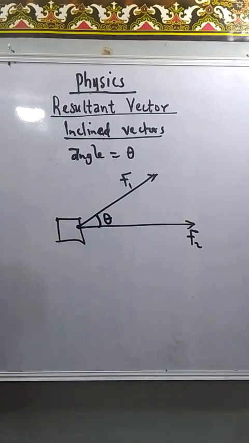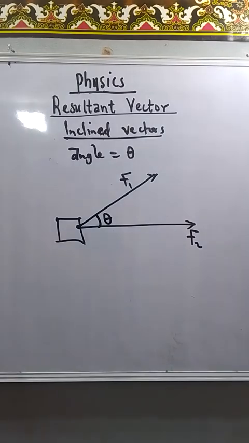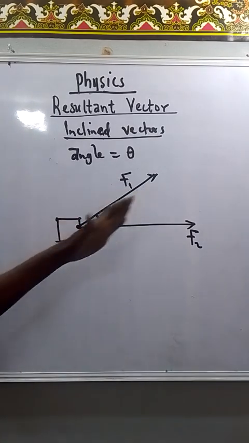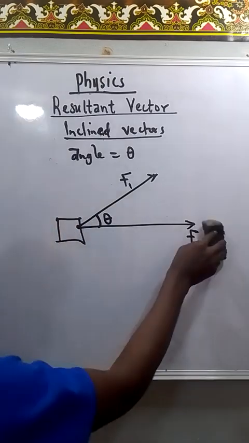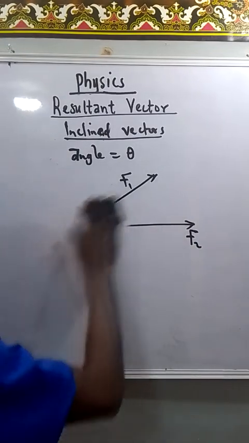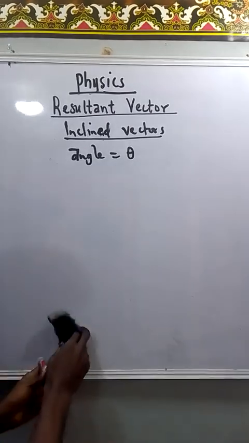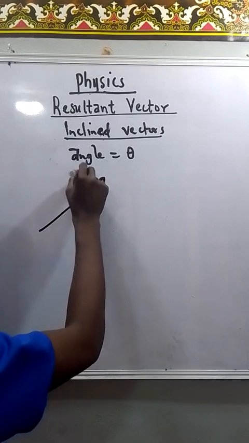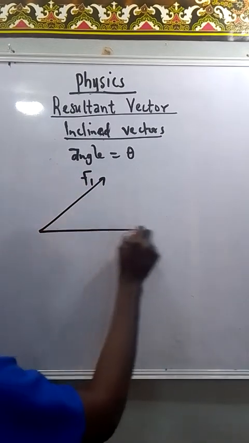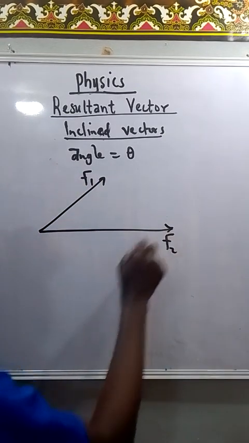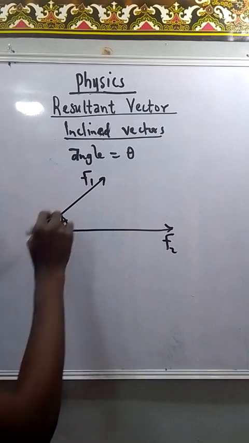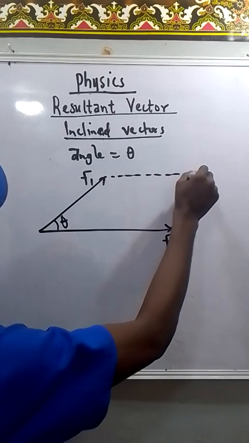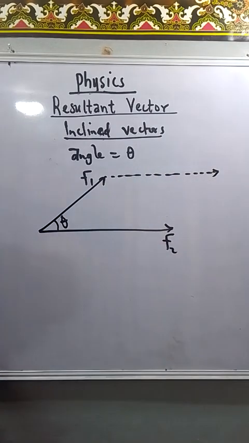So we are applying the parallelogram law. By applying that, we have to complete this parallelogram. Let me redraw this very well and remove the box. I only need the vector line, the line of force only. Let's say this is F1 and this is F2, and there is angle theta between them. I have to complete this parallelogram in every case.